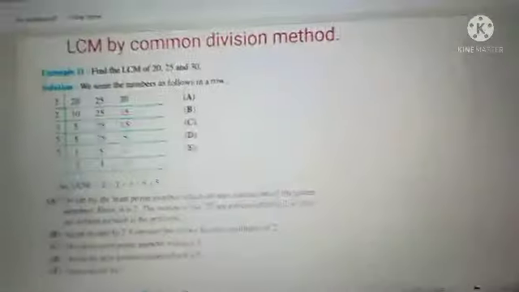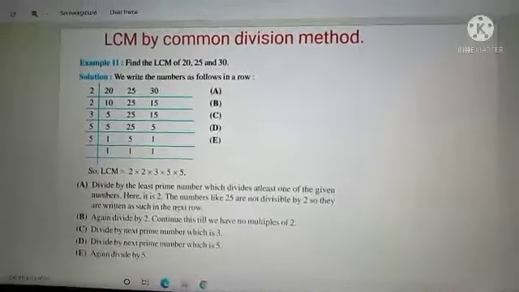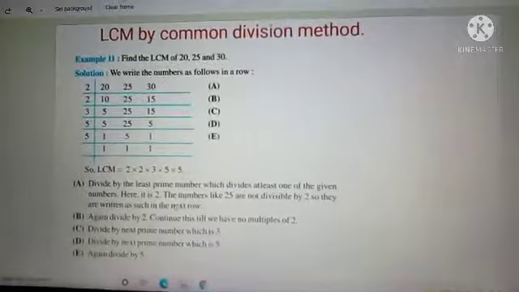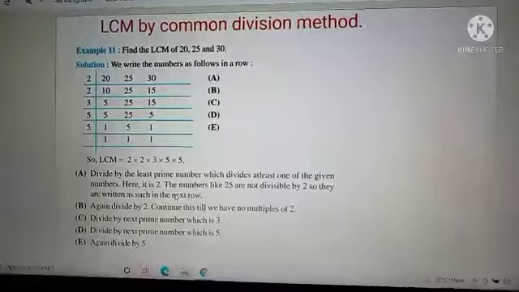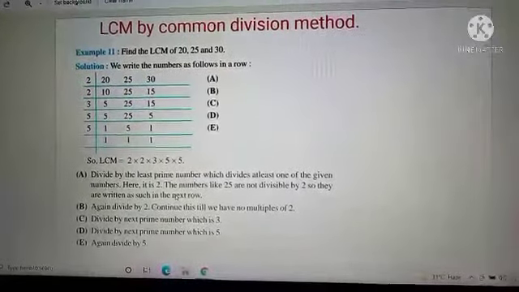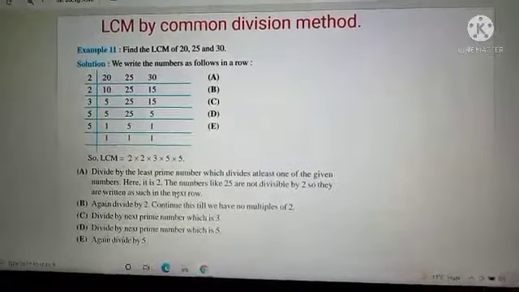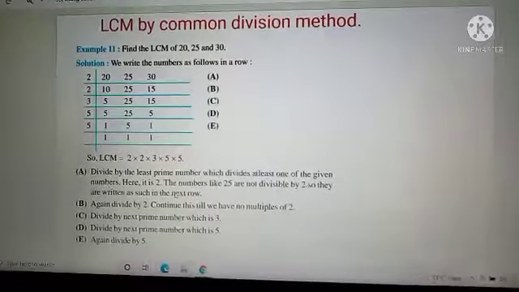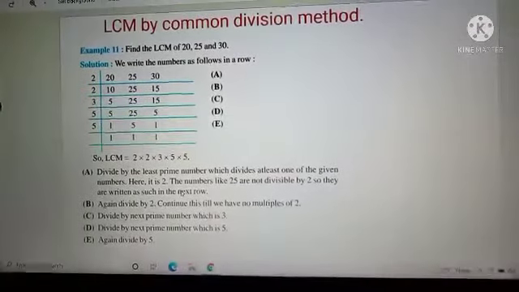LCM by common division method. We are finding the LCM using the common division method. It is very easy. Find the LCM of 20, 25 and 30. How to do this? We write the numbers together in a row. We are not going to prime factorize them individually. We are doing it together now.